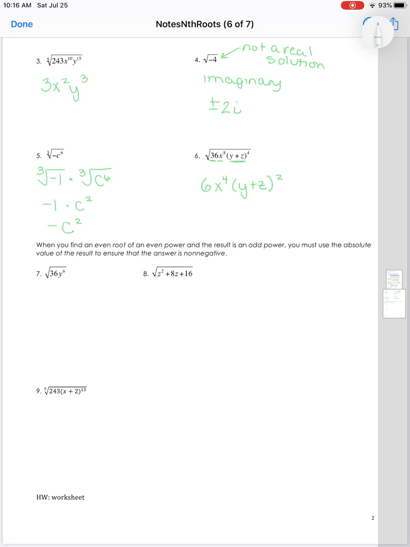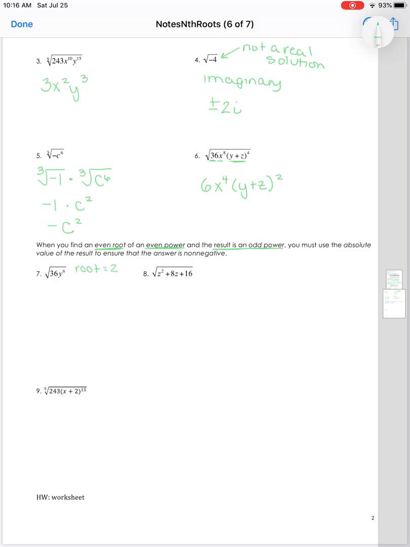For 6, you have 36 times this times this. So treat each one separate. Square root of 36 is 6. Square root of x to the 8th is x to the 4th, because you divide by 2. And the square root of y plus z to the 4th would be y plus z to the 2nd. So the exponents, you divide by the index on the outside. But for the numbers, you've got to figure out what they are, whether they're perfect cubes, raised to the 4th power, 5th power, whatever it may be.